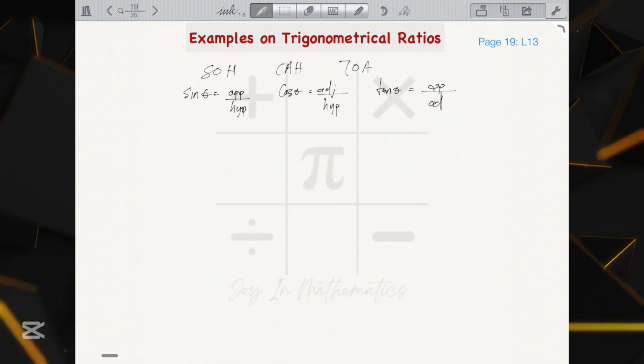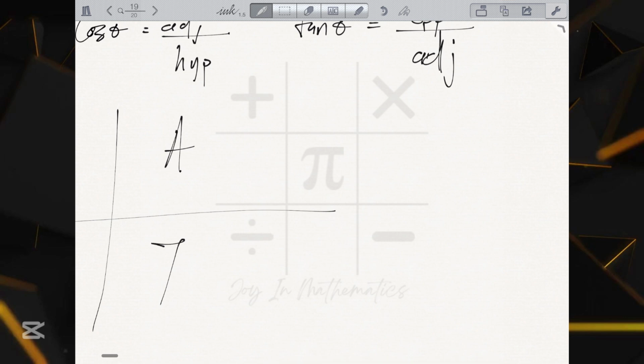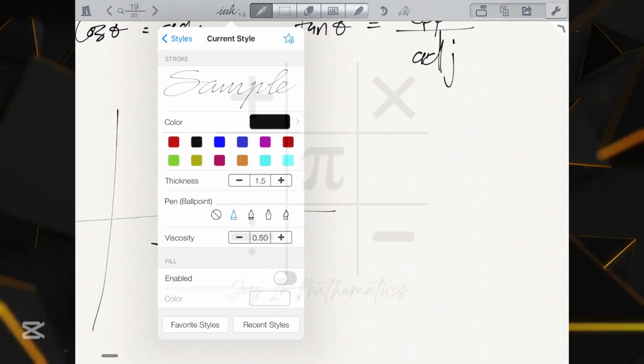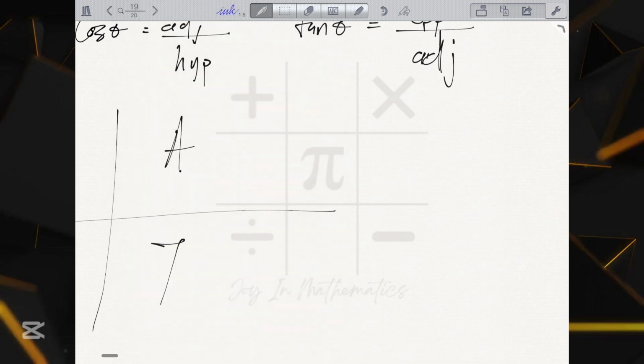So this is important. In our last lesson, we derived that sine, cosine, and tangent are all positive in the first quadrant. Only sine is positive in the second quadrant. Only cos is positive in the third quadrant, and only tangent is positive in the fourth quadrant. So now let's simplify this further. Let's follow the pattern we used.